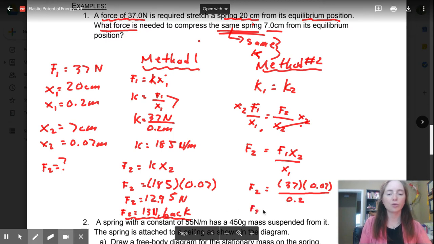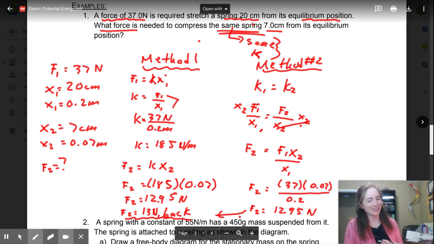And guess what? We wind up with the exact same number of 12.95 newtons, which we then round with sig digs and units to 13. So in this case, either method works wonderfully, and you can go either way you want.